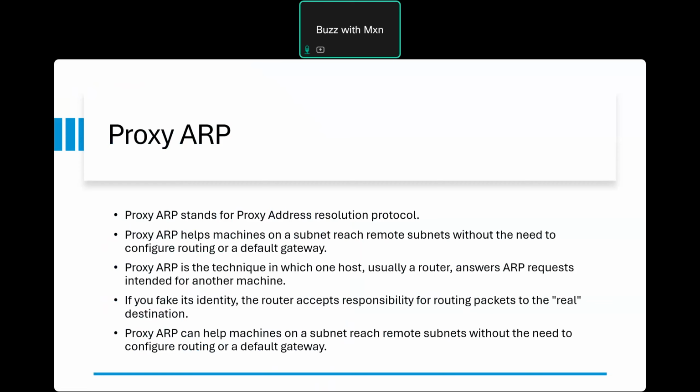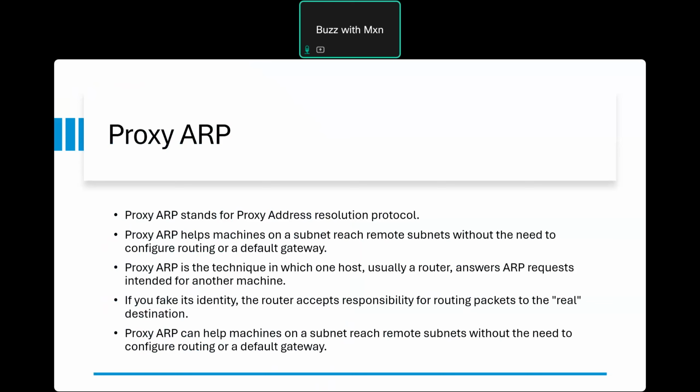So what it does, it basically makes an attendance on your behalf. This is exactly what the router in this case does. It basically responds to the request on behalf of the end host that the machine wants to reach. Okay, if you fake its identity, the router accepts responsibility for routing the packet to the real destination.